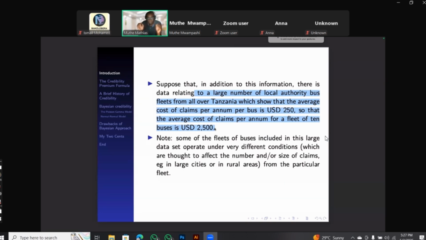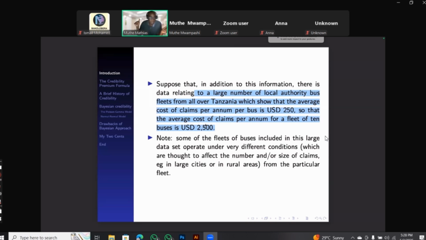of information. You have information from the company which wants to take insurance, and we know that based on this company, based on their claims from past years, the average claims based only on this company is 1,600, right? But then you have some experience as well. This is what we call collateral data. So collateral data means a large fleet of buses, let's say across Tanzania, right? So we know that the average across Tanzania is around this one here.